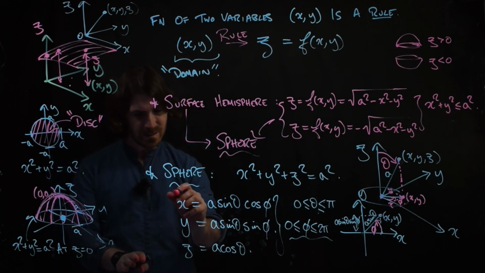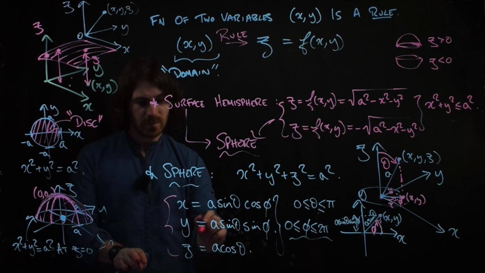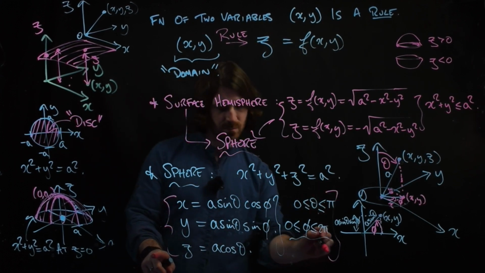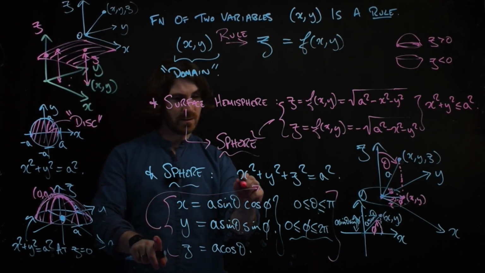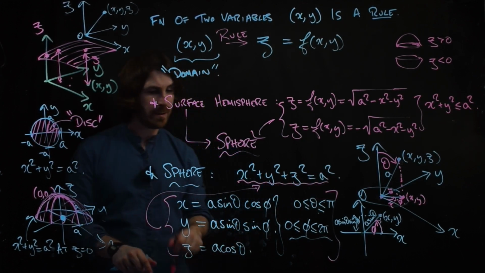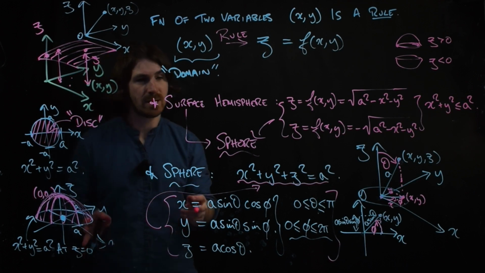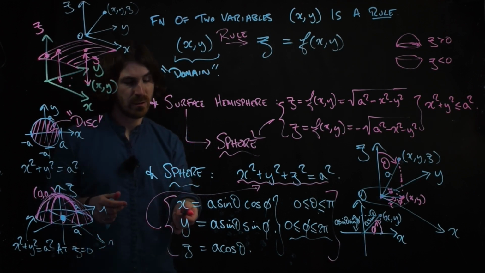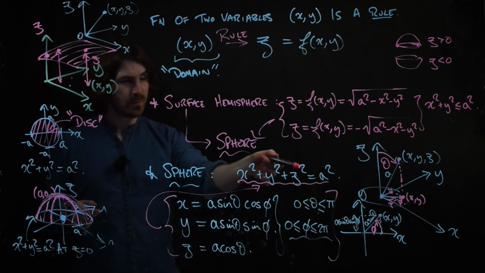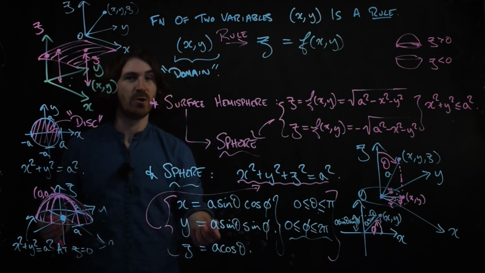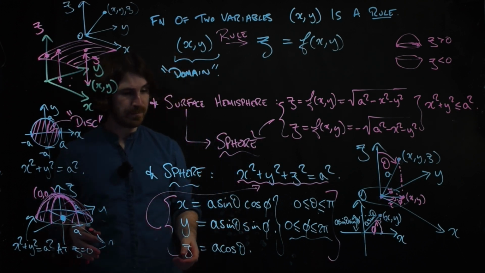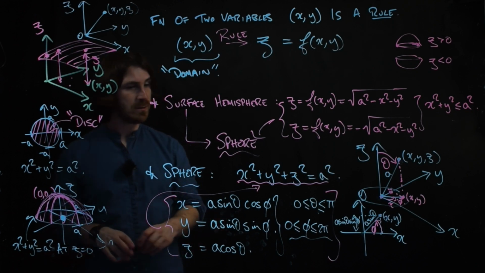It's easy to see that these equations satisfy this, and I'll leave that as an exercise for you to do. It's x squared plus y squared plus z squared, and you just use the fact that sine squared plus cosine squared is 1 twice, I guess. So this is easy to show.